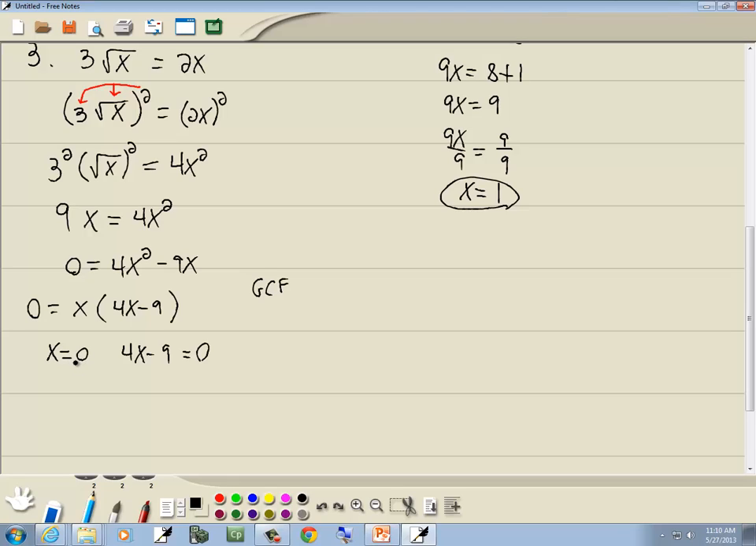Now this is already solved, but this one will take the negative 9 over, becomes a positive 9. Then divide both sides by 4. And we got x is equal to 9/4. Now if we check this, if I put 0 in for x, 3 times square root of 0, square root of 0 is 0, times 3 is 0. Put 0 over here, 2 times 0 is 0, so that one checks. If I put 9/4 in there, square root of 9/4 is 3/2, times 3 is 9/2. If I put 9/4 over here, I get 9/2, so it checks also.